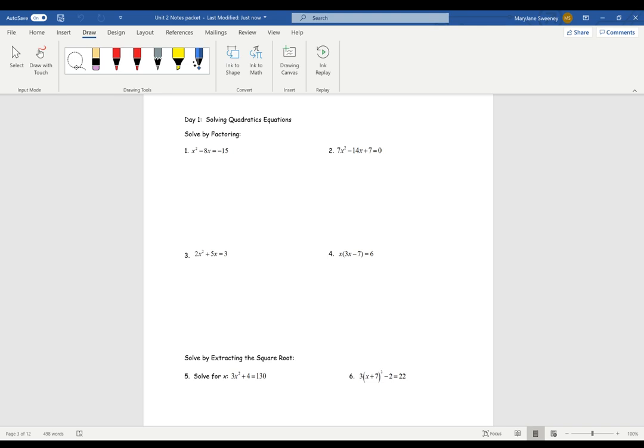Okay, day one, we're going to look at solving quadratic equations. First method we're going to look at is by factoring. So generally, if something factors, that's the easiest way to solve the quadratic. You have to bring everything to one side, get it set equal to 0.